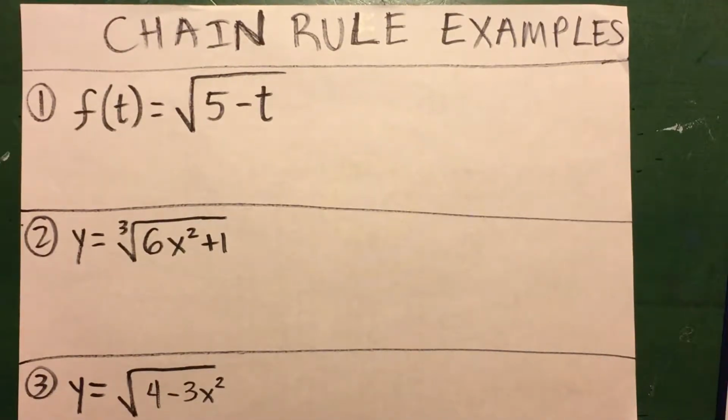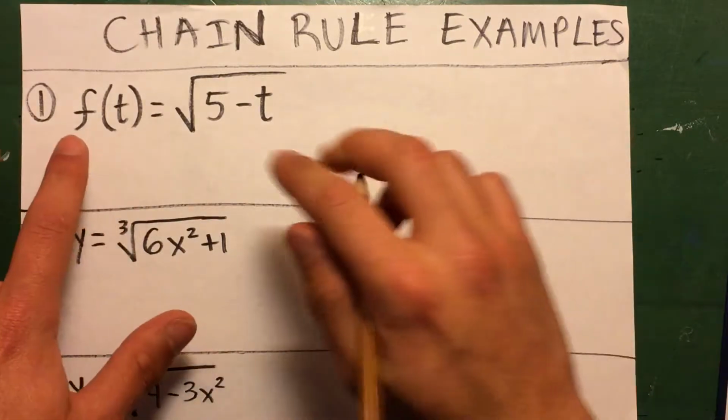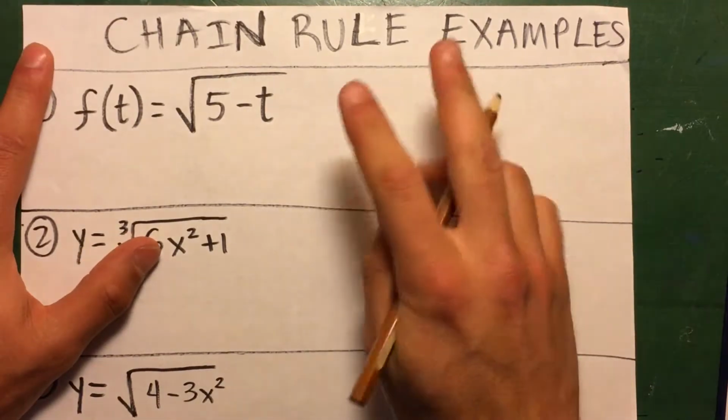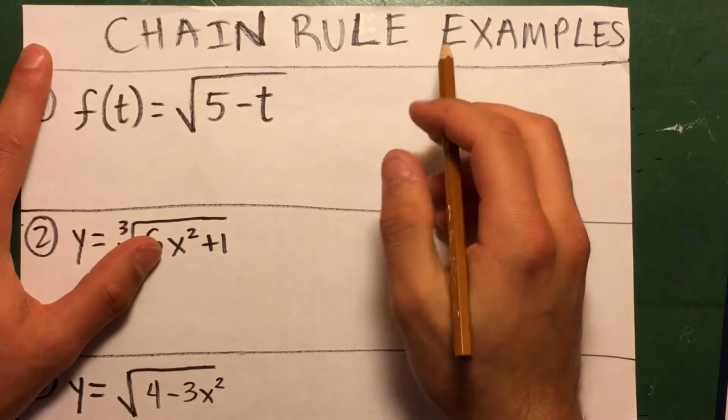Hey, so in this video I have more examples of the chain rule. So we're just going to get right into it. First problem, we have f of t is equal to the square root of 5 minus t. So what you want to think about is two things, the inside and the outside function.